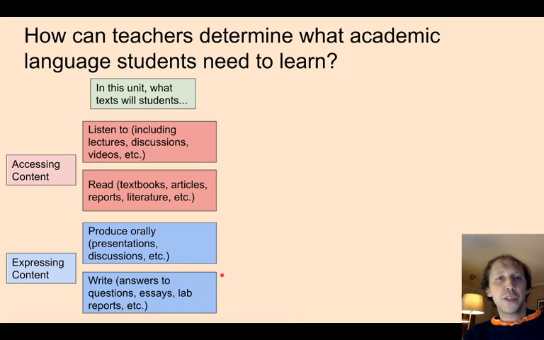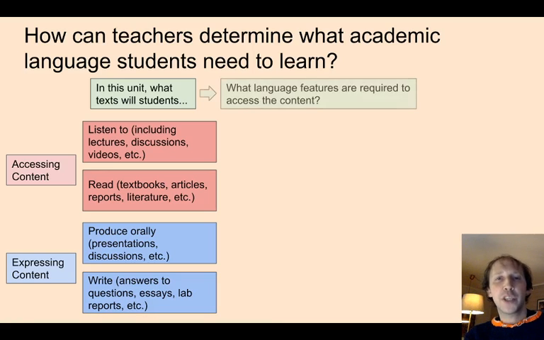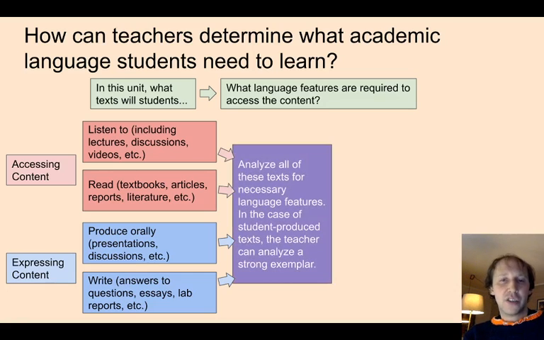But here's what we do: we take all of those texts, and then we ask the question, what language features are required to access the content? And the way we do that is by analyzing these texts. So we look at all of the texts that students are going to be asked to access and produce, and we look at the key language features in them.